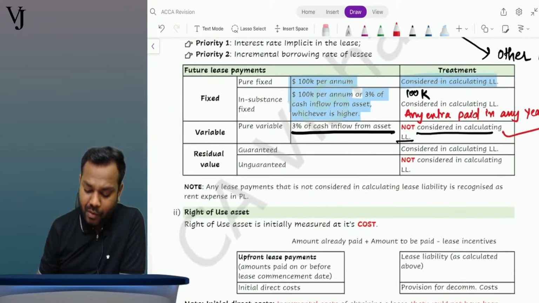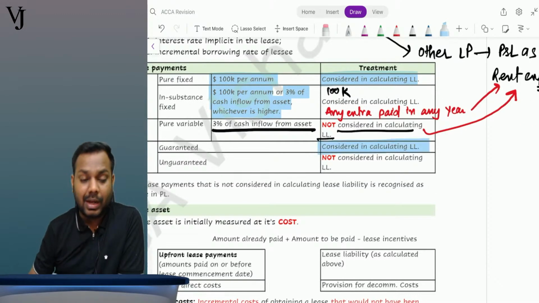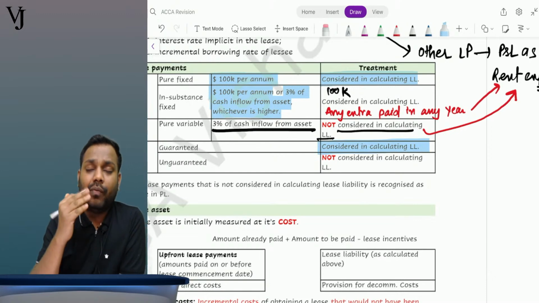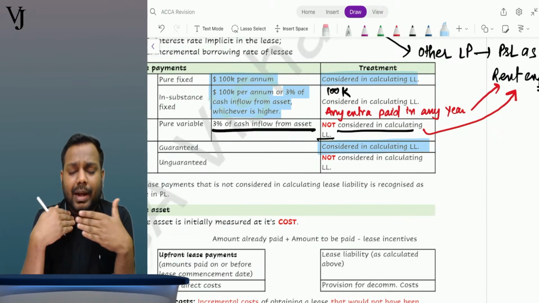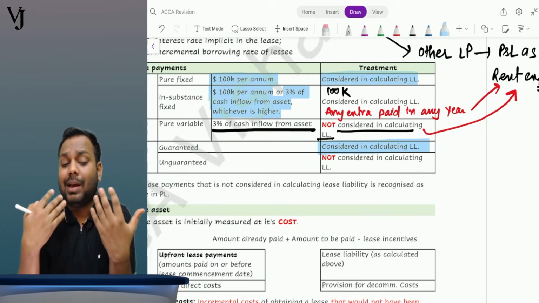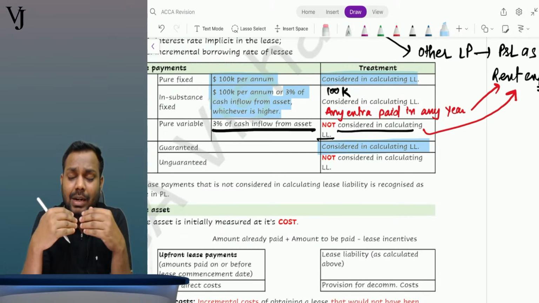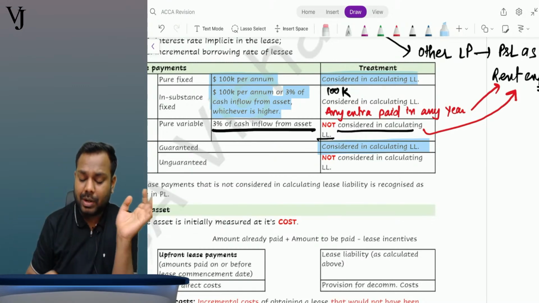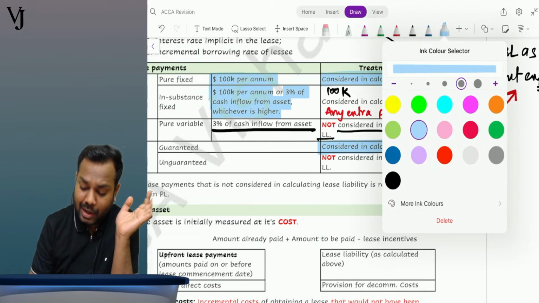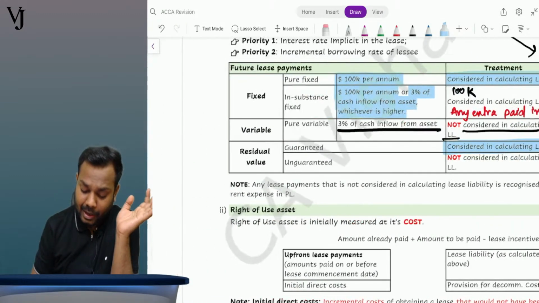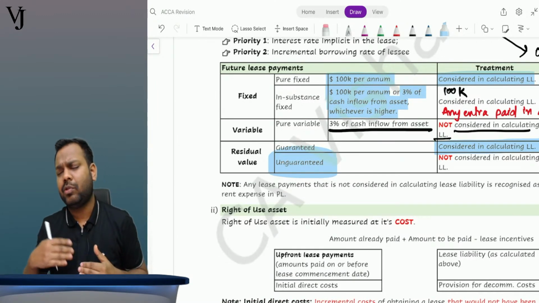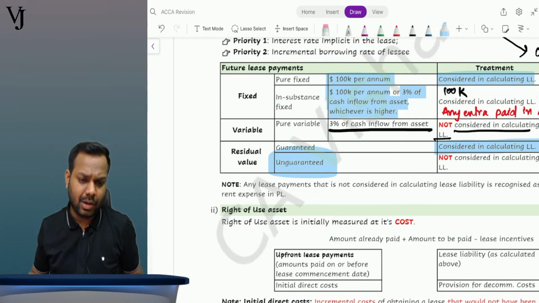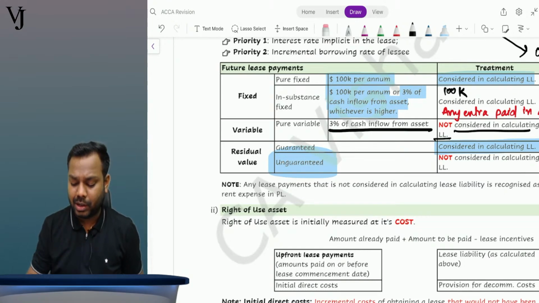Now, if you have a residual value that is guaranteed, it is also considered in calculating lease liability. What is the meaning of guaranteed residual value? The portion of residual value guaranteed by the lessee to the lessor. That will also be considered in calculating the lease liability. The unguaranteed part we will not consider, because these are not lease payments which the lessee pays to the lessor. The lessee is not paying anything, so this will not be considered.